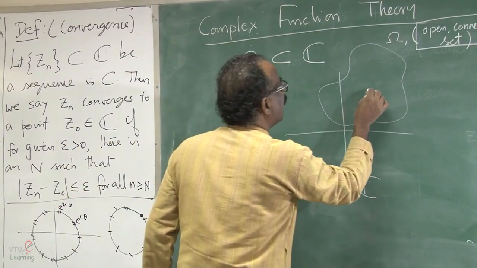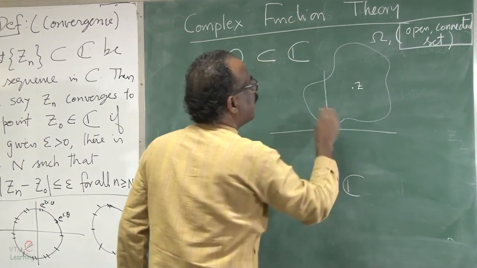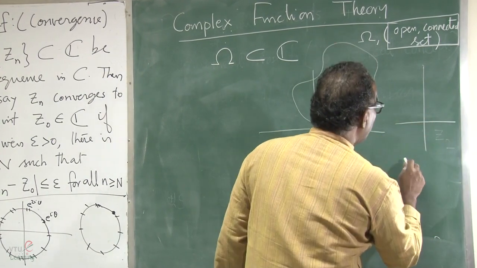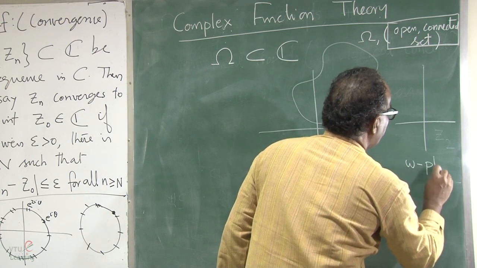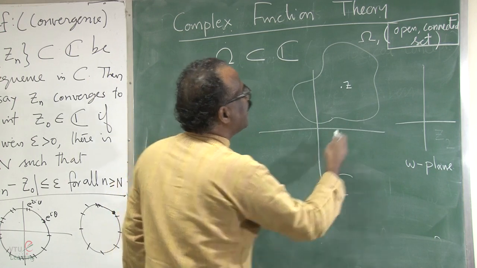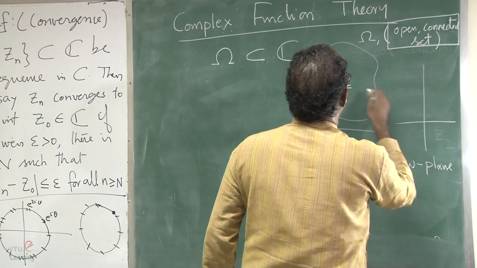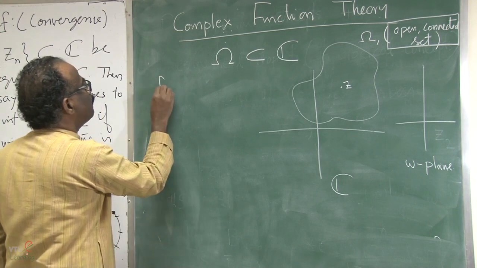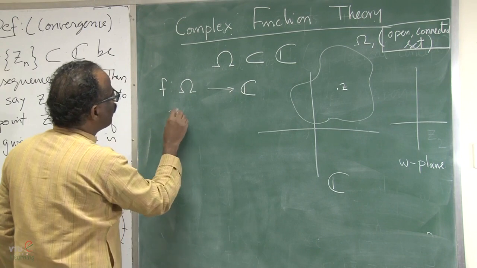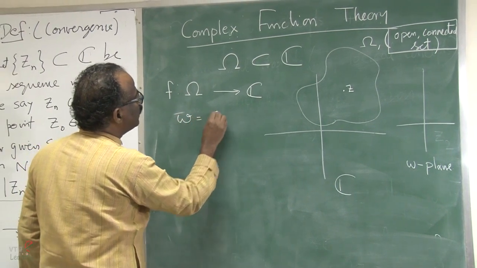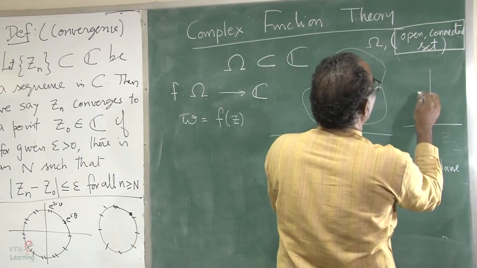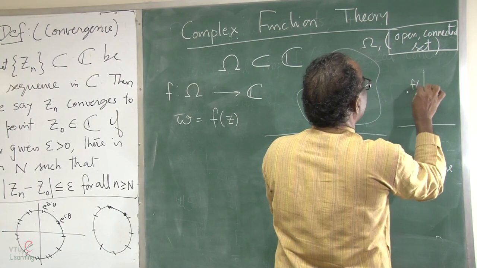So you will have points here, z, and then it will be mapped to another complex plane. That plane, I call it the omega plane if you want. This is also a complex plane. So you have a complex plane and the image set is in another complex plane. That means f is a mapping from omega to C. A complex function, I write as w equal to f of z. Given a point z here, there will be a point here which will be f of z.